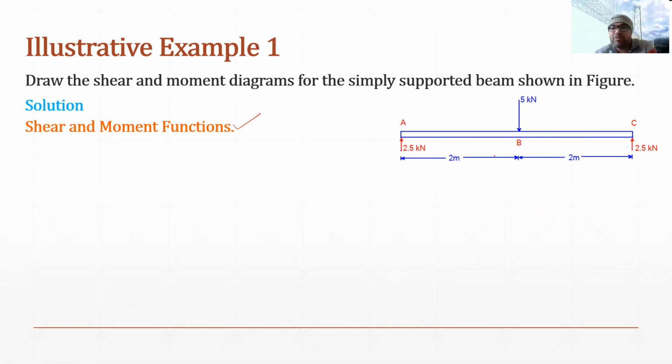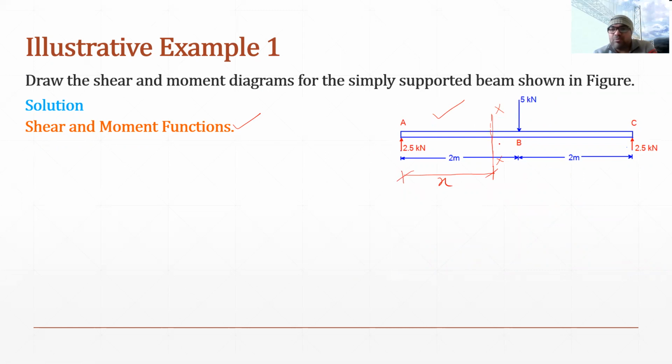So the next step is finding the shear and moment function. As I said, there will be two segments. Taking the first segment, which is AB, we can cut the section at any arbitrary distance within the AB segment. Say this is section XX, which is at a distance x. Here we will be taking the left hand side, and then we will make the free body diagram.